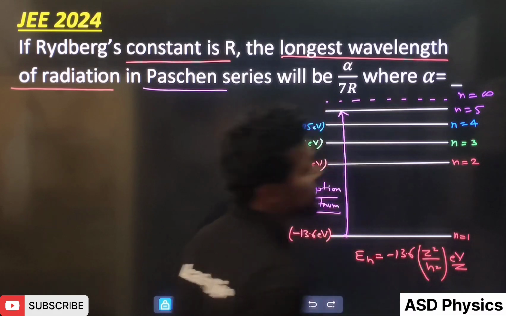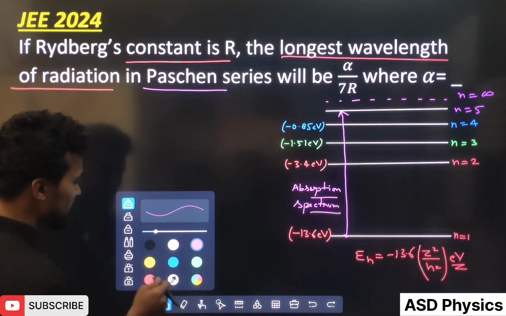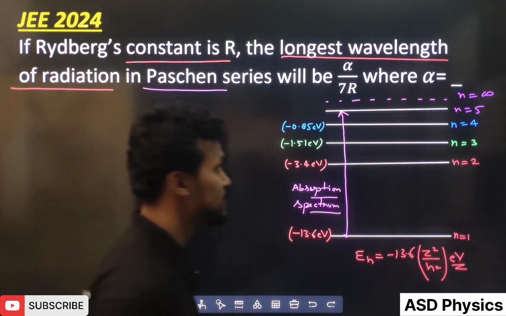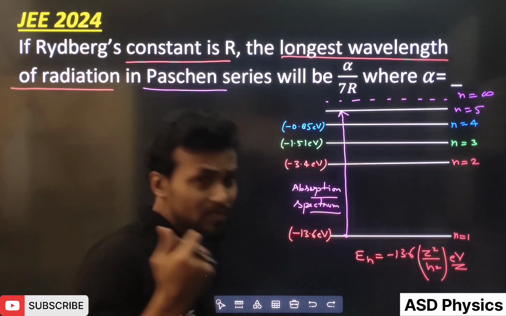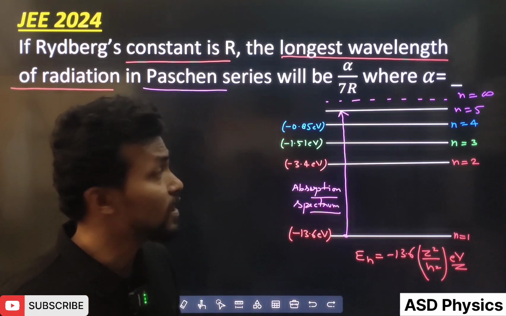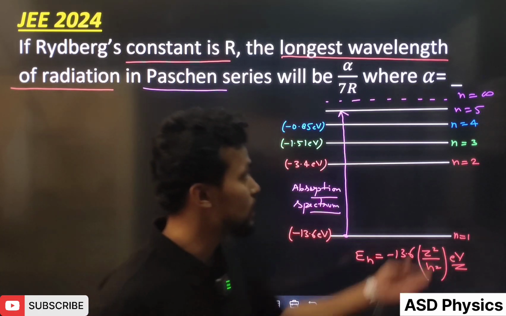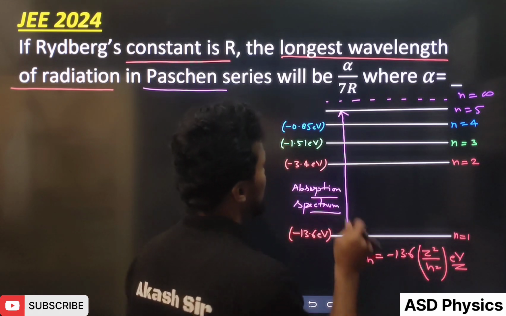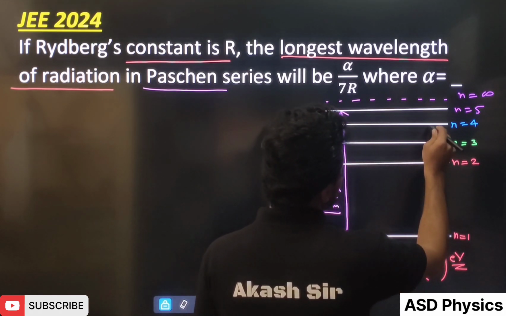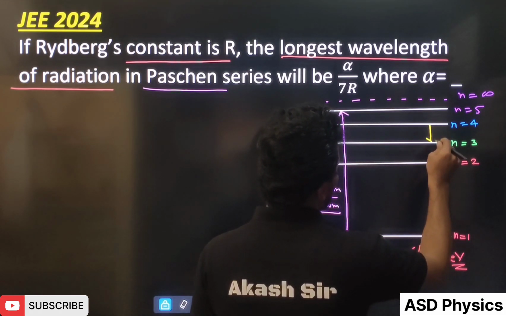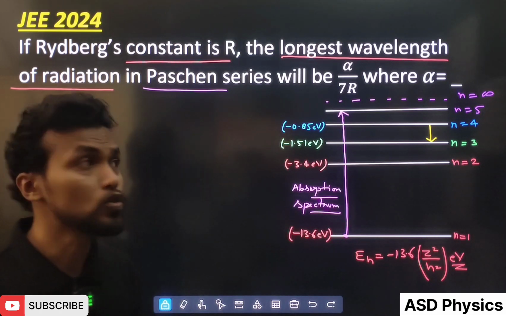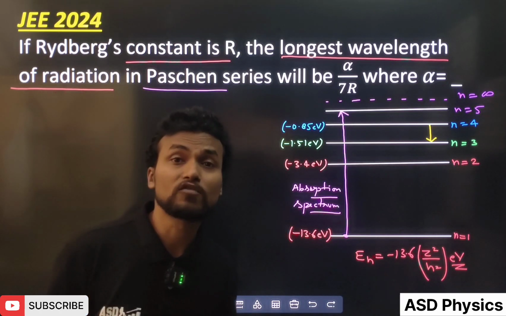This dotted line is what? n equal to infinity. So remember that here students, for the Paschen series what will come here? As I have told you, for the Paschen series it will come n equal to 3. So when the electron will jump from n equal to 4 to n equal to 3, that time what will be there?